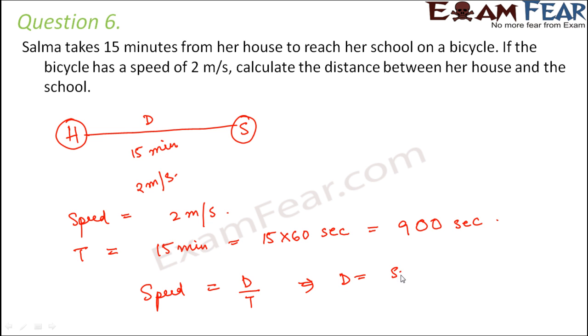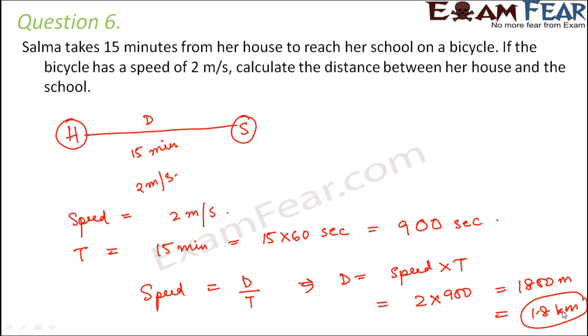So now we know that speed is equal to distance by time. So therefore we can say distance is equal to speed into time. So that is equal to 2 into 900, which is equal to 1800 meters, or we can write it as 1.8 kilometers. So this is the distance between her house and the school.